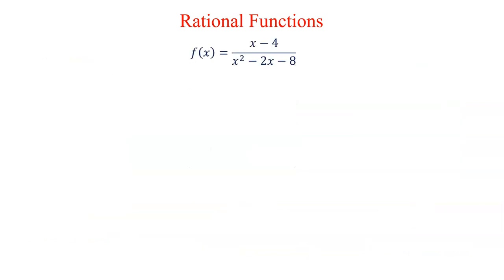So if we look at a particular problem like this, x minus 4 all over x squared minus 2x minus 8, it is again a rational function.